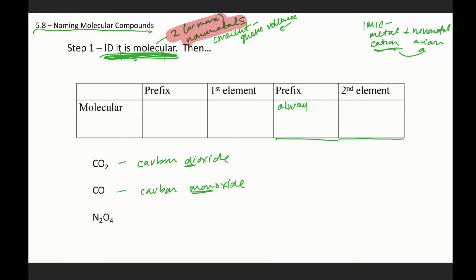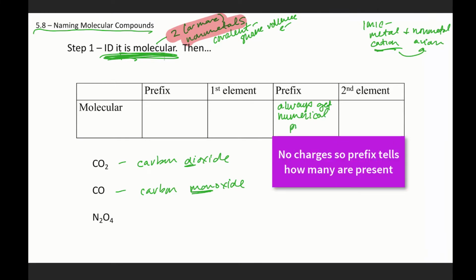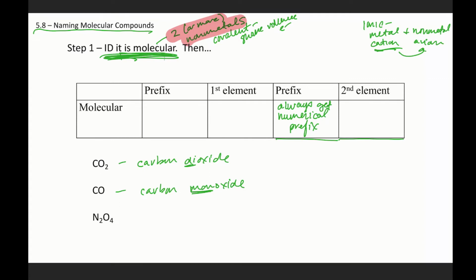So for the prefix, we always get a numerical prefix. Here, obviously, we have to make sure we know our numerical prefixes. All of them are really simple. The only one that's weird is the tetra. The rest of them fall in line with all your geometric shapes that you would have learned a million years ago. Then we're just going to do root and ide, because this ending, which we said was for binary compounds when we did ionic compounds, still persists. These are still all binary compounds, so they still end with ide.